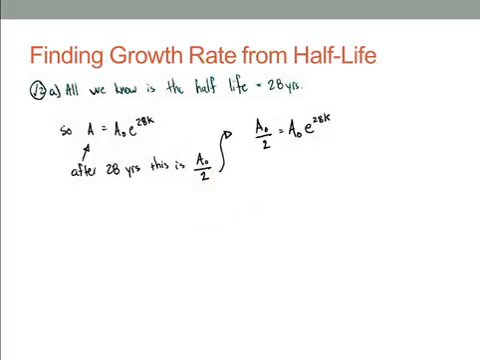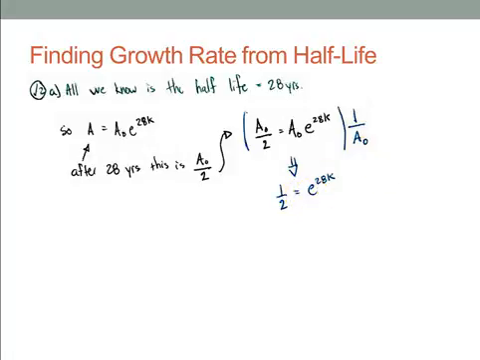I don't like having multiple variables here. The only variable I want is k. So I want to get rid of this a sub 0. So a sub 0 times e, that means I can multiply by the reciprocal. And a really cool thing happens. When I multiply 1 over a sub 0 to the left-hand side of the equation, that a sub 0 cancels out. You see 1 in the numerator and 1 in the denominator, which means I just ended up with 1/2 is equal to e to the 28k.